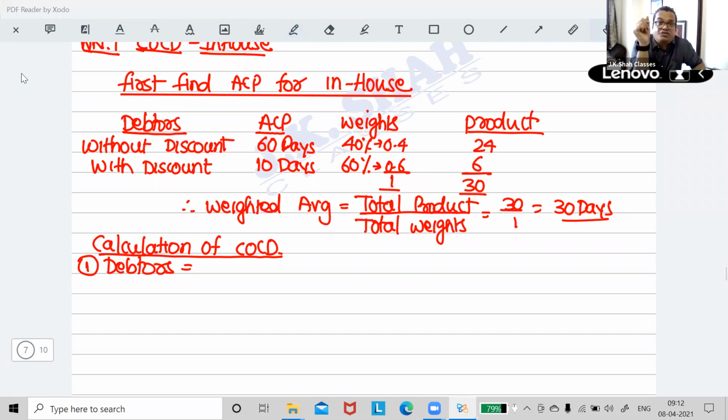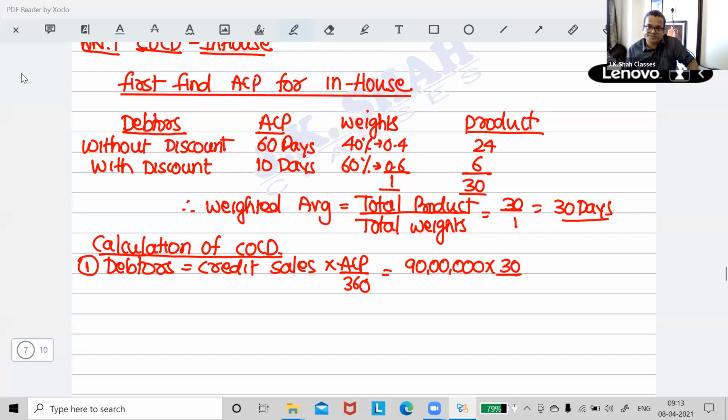We are into factoring options. We are into in-house too, but the decision making involves factoring. So obviously we will go with credit sales into ACP by 360. Is the question telling us to take 360 days? Yes, third last line: assume 360 days. So what is our credit sale? It is 7,50,000.